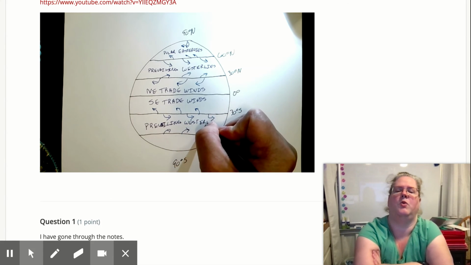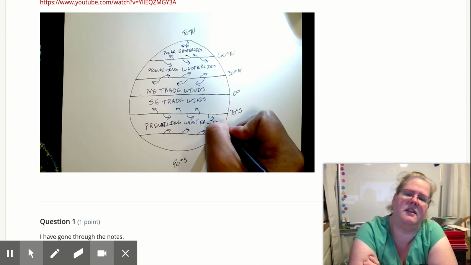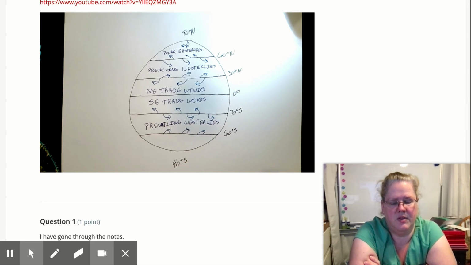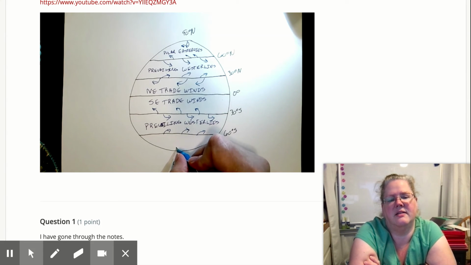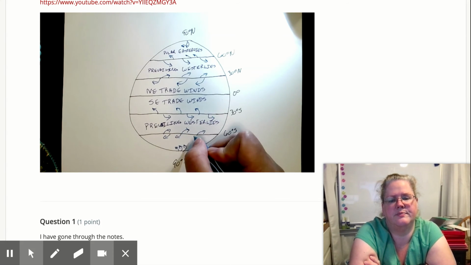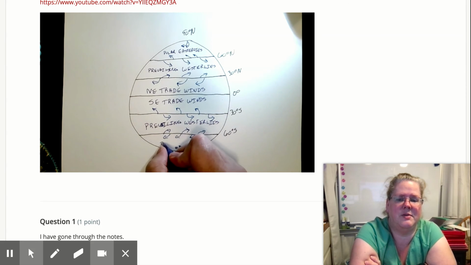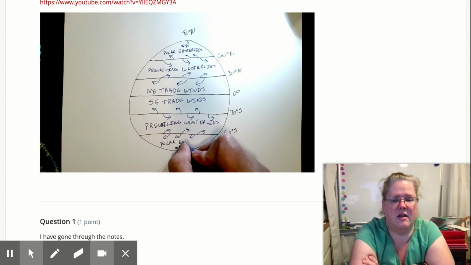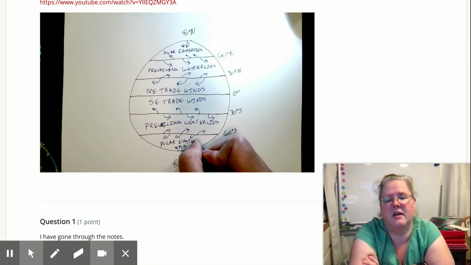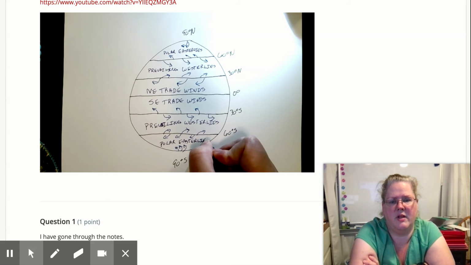And we have one more piece of information to fill in on the inside, and then we're going to label those horse latitudes and our doldrums. So again, last one, polar easterlies. And again, if you need to, you should be pausing this anytime you need to get this copied down. On the assignment, I actually took a picture and uploaded it of this, so you can look there as well.